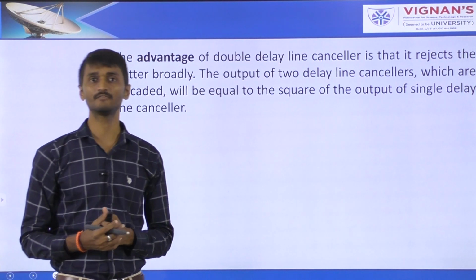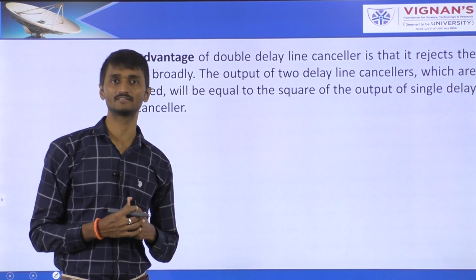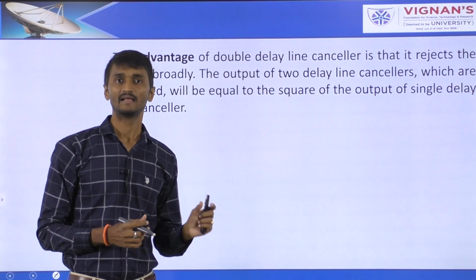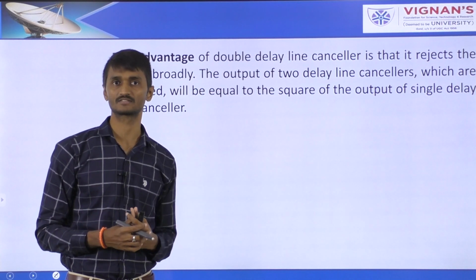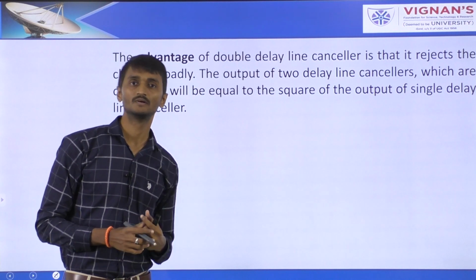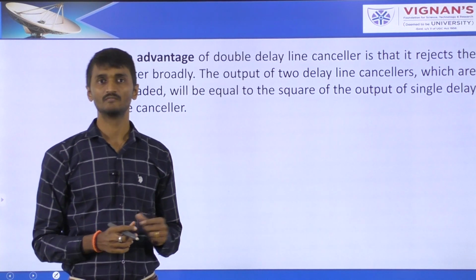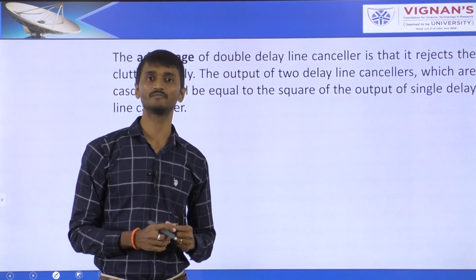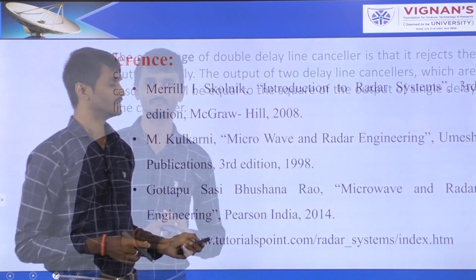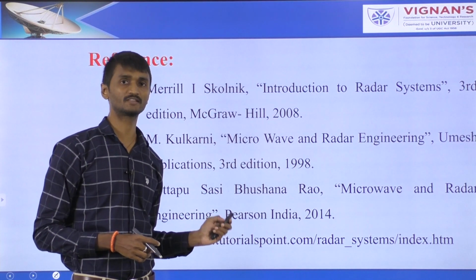The advantage of the double delay line canceller is that it rejects the clutter broadly. Mainly it is used to eliminate the clutters. The output of two cascaded delay line cancellers will be equal to the square of the output of a single delay line canceller. These are the references followed for this lecture.